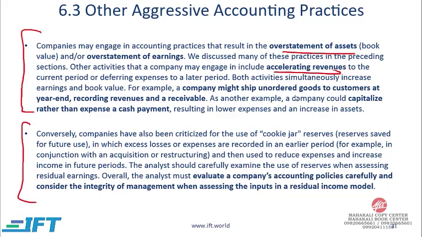So companies might ship unordered goods to customers at year end, recording revenue and receivable. So you as an analyst need to look out for whether a company is doing this or not, because that then will impact your estimates of residual income. Companies can also have cookie jar reserves. You might recall a Level 1 FRA case on Sunbeam, which was engaging in this sort of activity where they were artificially writing down so that in subsequent quarters they could show higher earnings numbers. So again, you as an analyst need to watch out for what a company is doing.